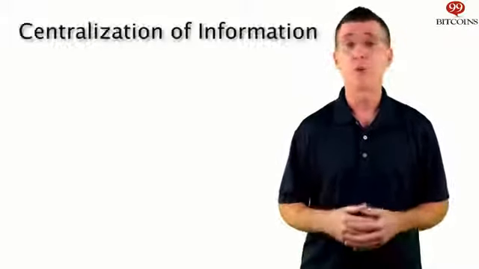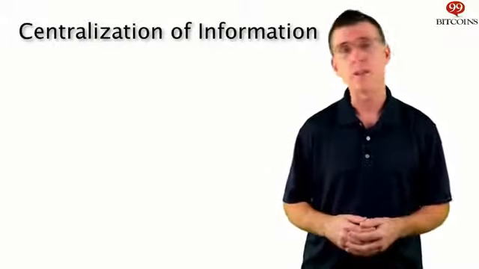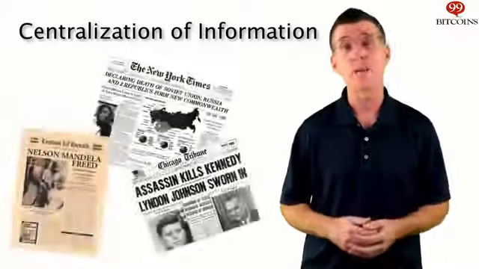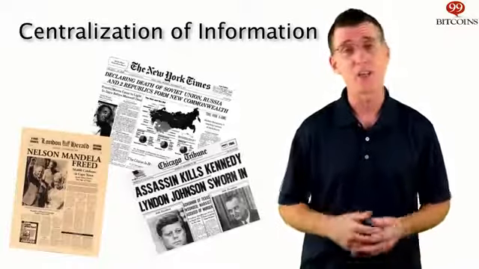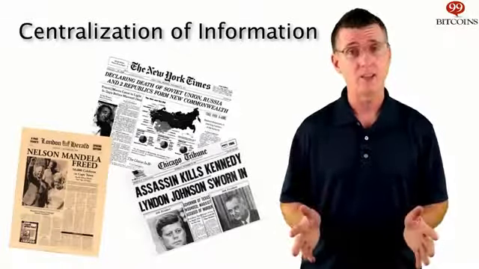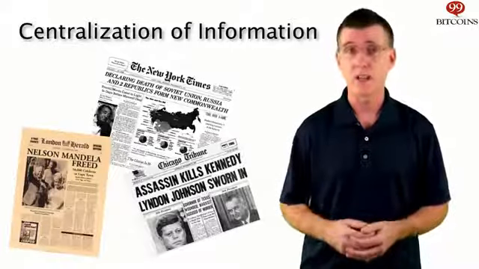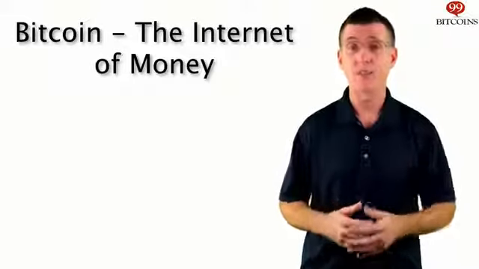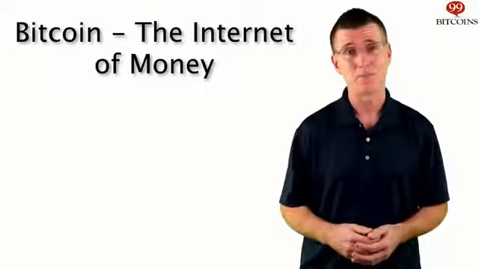Think about the time before the internet, how centralized the flow of information was. Basically, if you wanted information, you could get it from a few major players like the New York Times, the Washington Post, and others like them. Today, thanks to the internet, information is decentralized and you can communicate and consume knowledge from around the world with the click of a button. Bitcoin is the internet of money, and it's offering a decentralized solution to money.